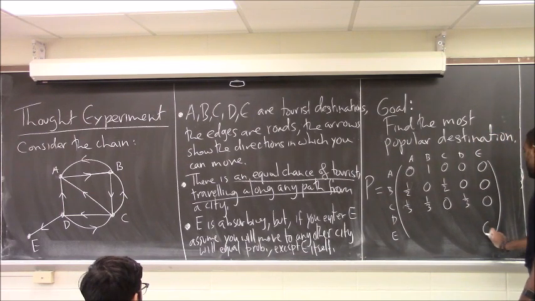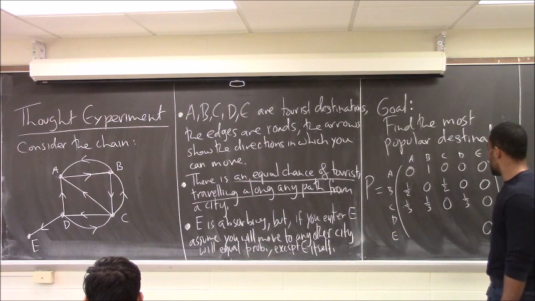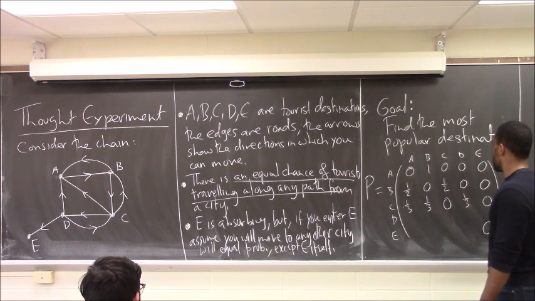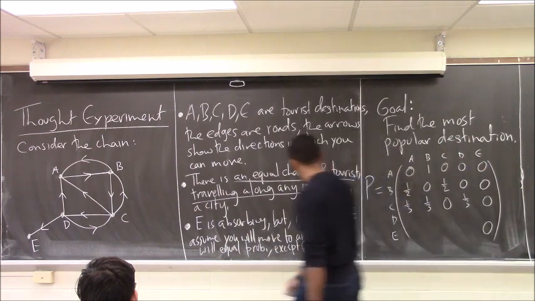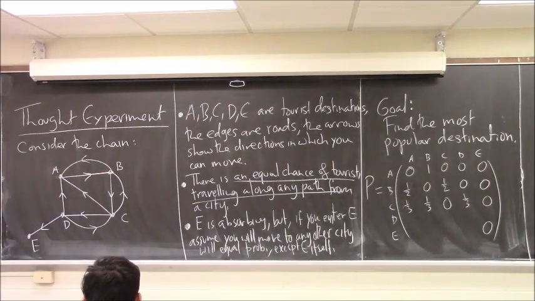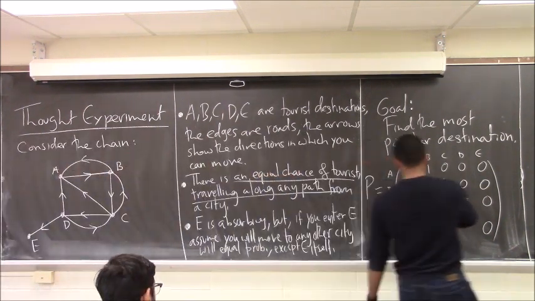So I'm not going to go back to E. What are the others, though? Or did I want E? Because I don't think I want to go up zeros. Didn't you say if you enter it, assume you'll move to any other city with equal probability, so it shouldn't be one. Oh, I skipped the line, D.